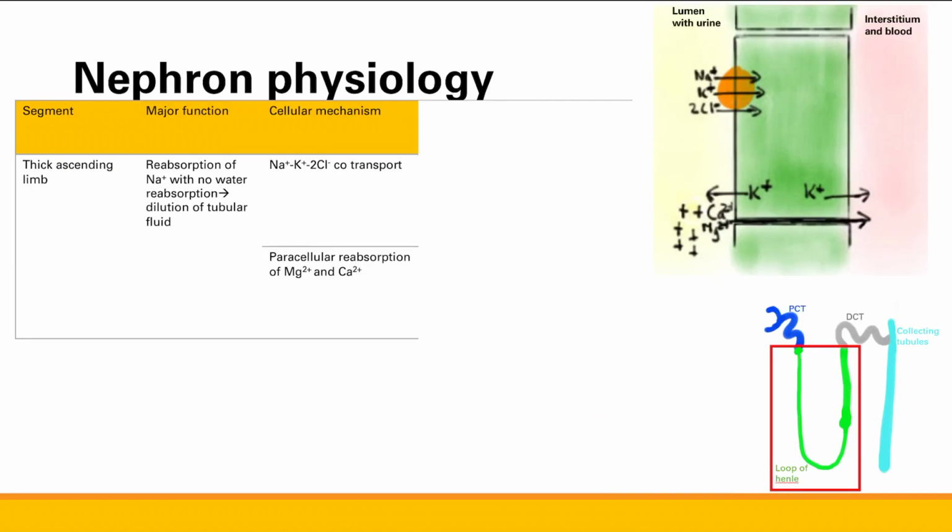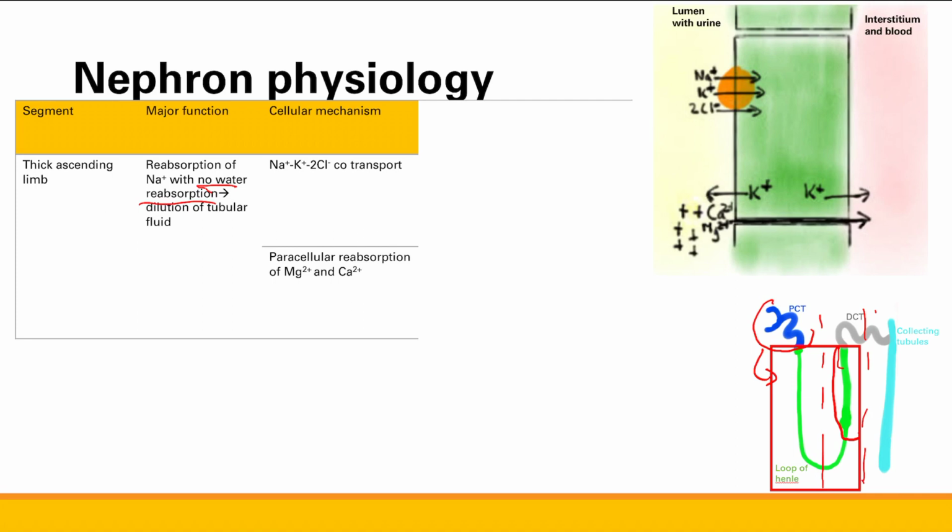Okay. So now we continue on with our nephron physiology. We just finished talking a lot about the proximal convoluted tubule. Now we're going to talk about the loop of Henle on the right. This is the thick ascending limb of the loop of Henle, so it's this part. The function of this thick ascending limb is reabsorption of sodium, with no water reabsorption. Why do we say that? Remember, this section is impermeable to water.